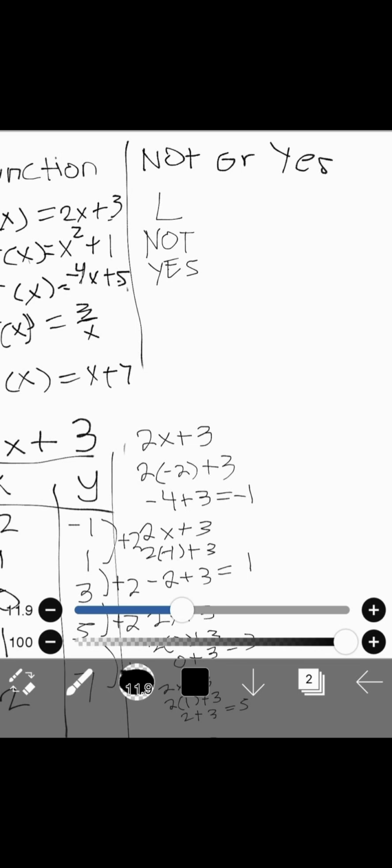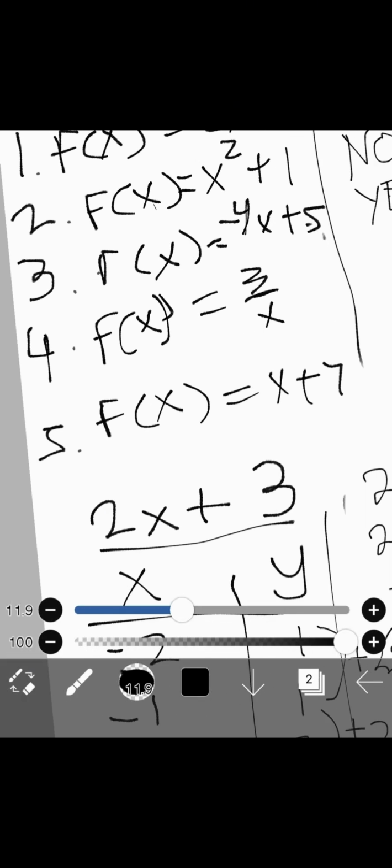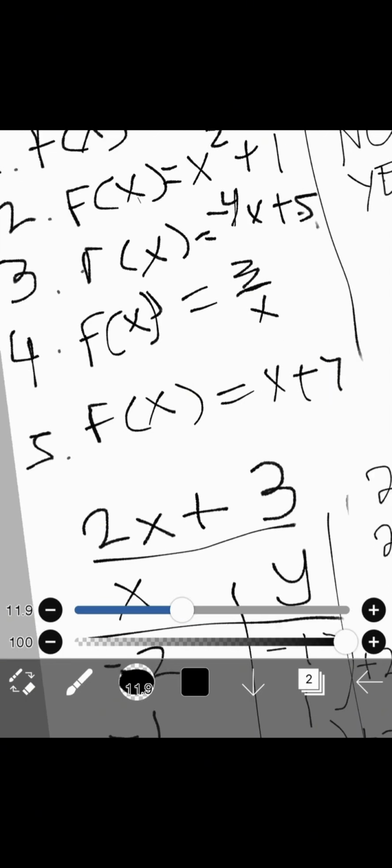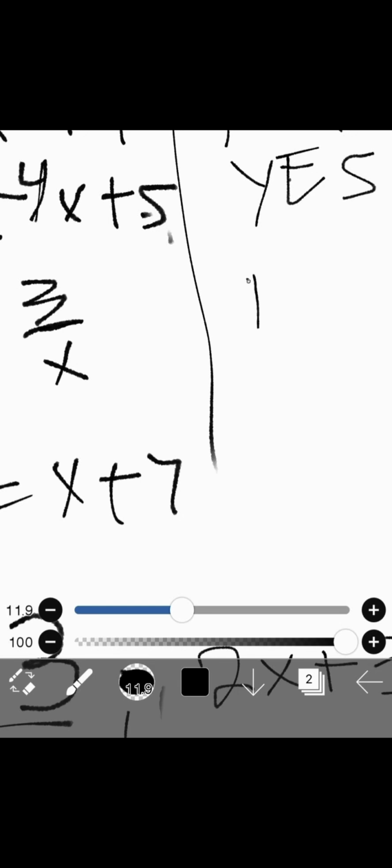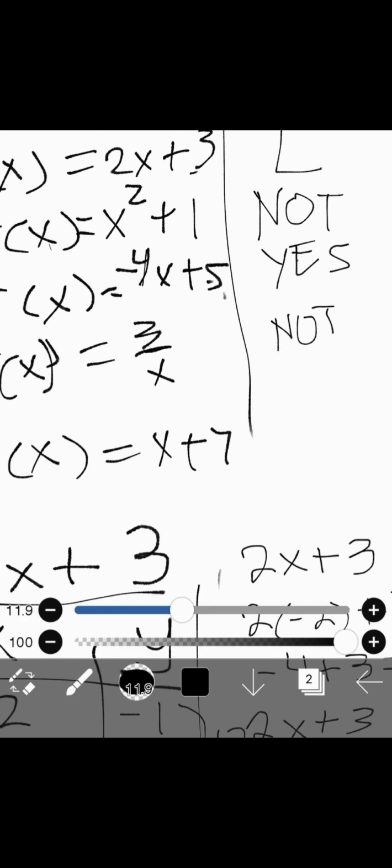You can also try by yourself to check the table of values to check if it is a linear function or not. So now we have f of x is equal to 3 over x. Now this is not a linear function because we don't know what the y-intercept could be. So not a linear function.